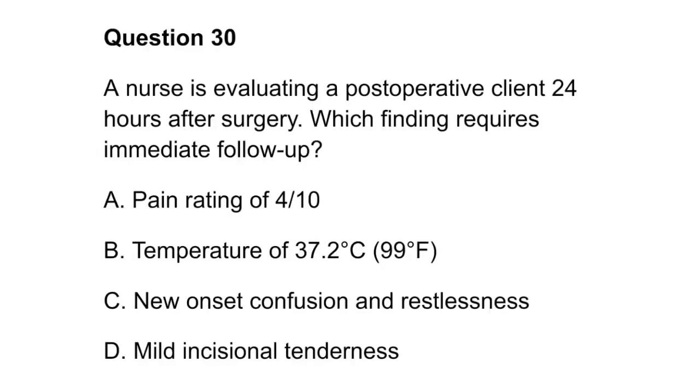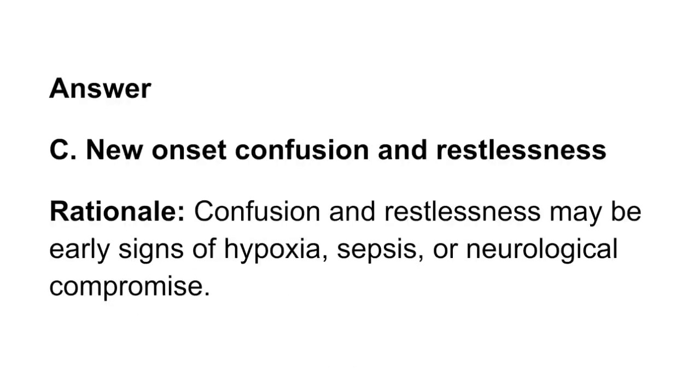Question 30. A nurse is evaluating a postoperative client 24 hours after surgery. Which finding requires immediate follow-up? A. Pain rating of 4 out of 10. B. Temperature of 37.2 degrees Celsius, 99 degrees Fahrenheit. C. New onset confusion and restlessness. D. Mild incisional tenderness. Answer. C. New onset confusion and restlessness. Rationale. Confusion and restlessness may be early signs of hypoxia, sepsis, or neurological compromise.